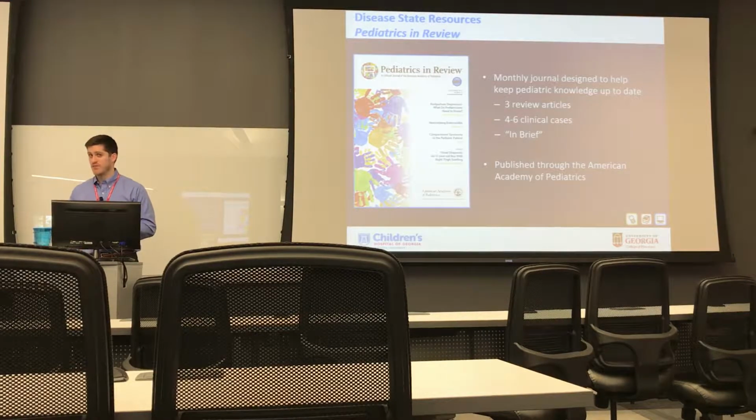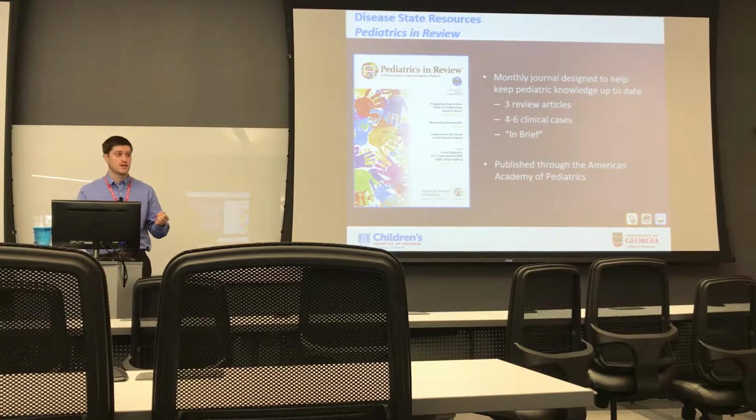Next, we'll look at Pediatrics in Review, and this is one of my personal favorites, at least that I'm presenting today. But this is published, again, as with the Red Book, by the American Academy of Pediatrics. It's a monthly journal designed to help pediatric practitioners just keep up to date with different disease states. And I think it's unique because it's kind of a brief journal. It has around three or four review articles for specific disease states. It has 4 to 6 clinical cases, often in reference to those reviews of those disease states. And it also has an in brief section. In this in brief section, it isn't necessarily about specific disease states, but it does address issues just in the realm of pediatrics as a whole.